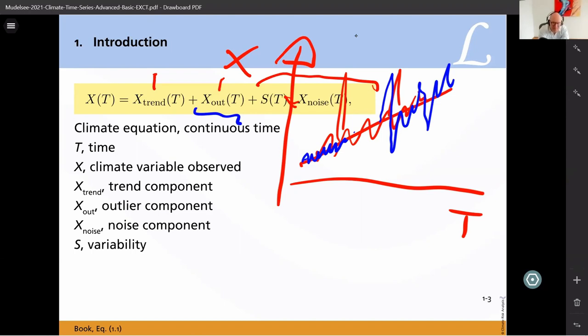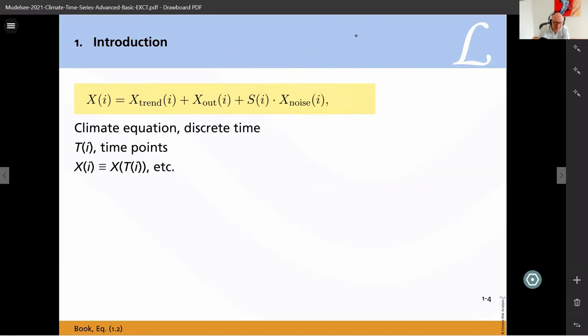So this was the climate equation in continuous time, but our data points are, well, discrete time, a finite number of points at certain time values. And therefore, let us use this equation in discrete time, which is shown here. Okay, x of i is now a value, for example, 420 ppmv or 280 and so on. And instead of x of t of i, I write x of i. So this is this abbreviation. t of i are now the time points. So this is the same equation, the same information content as before, but now written in discrete time.